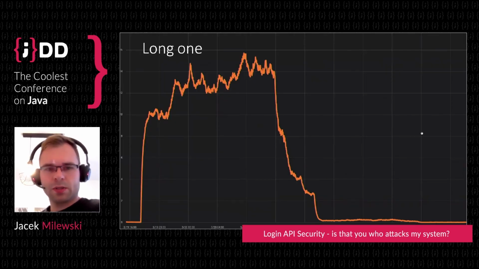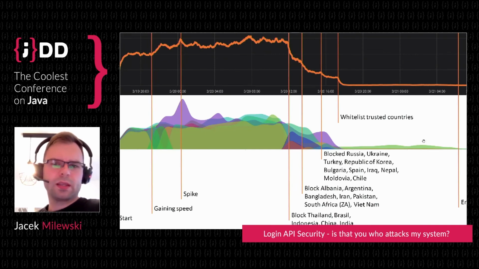The longest and biggest one that I want to present to you, as you see, lasted around 1.5 days. Here on the top, you see the chart from Grafana, and below from Kibana, where each color represents a country that issues traffic against our login endpoint. First we start here, and we have a spike around midnight from the purple country.